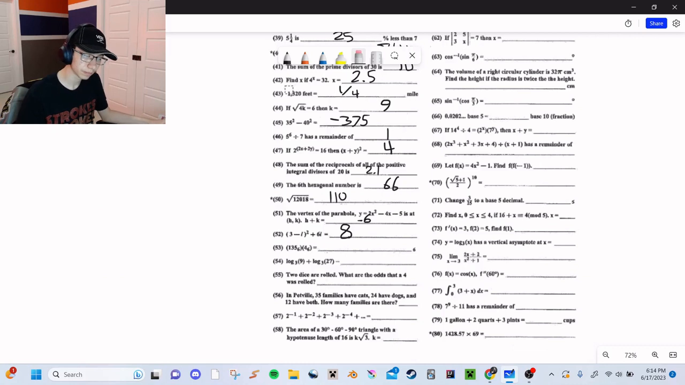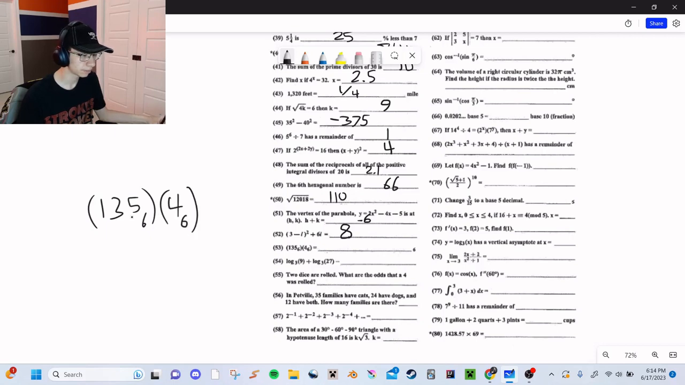53. So we're multiplying these two numbers in base 6. We have 135 base 6. Remember, that little subscript 6 symbolizes you're dealing with base 6. And then 4 base 6. And I want my answer also in base 6.